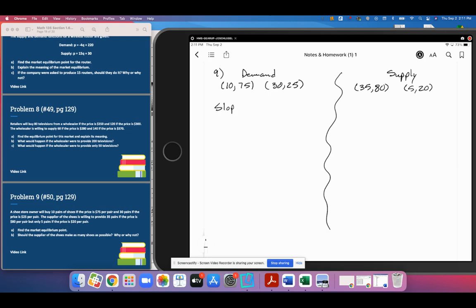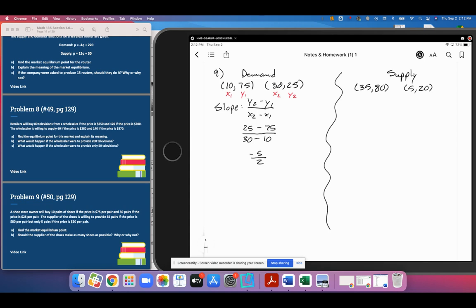So we've got slope on the left, y2 minus y1 over x2 minus x1. Got to label my points or I will make mistakes. x1, y1, x2, y2. And so we can go with 25 minus 75 over 30 minus 10, which puts us at negative 5 over 2, if I did my math correctly in my head. I think I did.